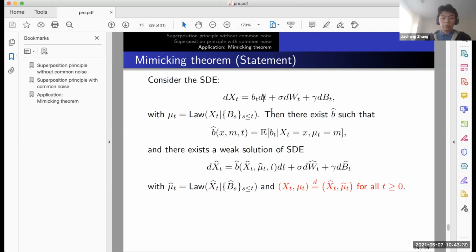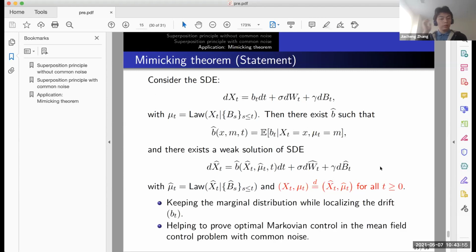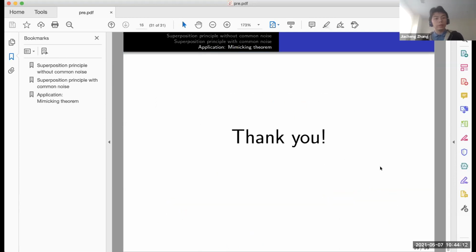And the important thing is that in the end, we have these two SDEs, and these two SDEs share the same marginal distribution, both in X and in mu. So this would be the mimicking theorem with the common noise here. The point is we keep the marginal distribution while localizing the drift. And also an application would be in the mean field control problem. This will help prove the existence of an optimal Markovian control. And that's it for today's talk.